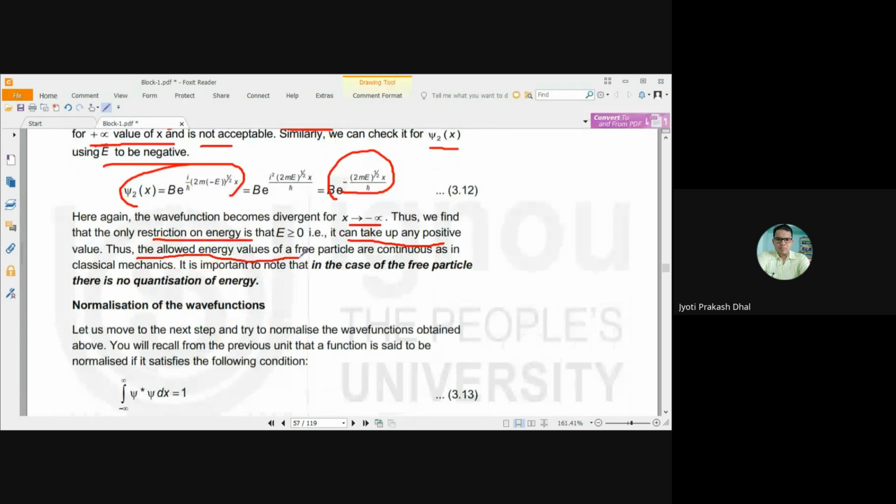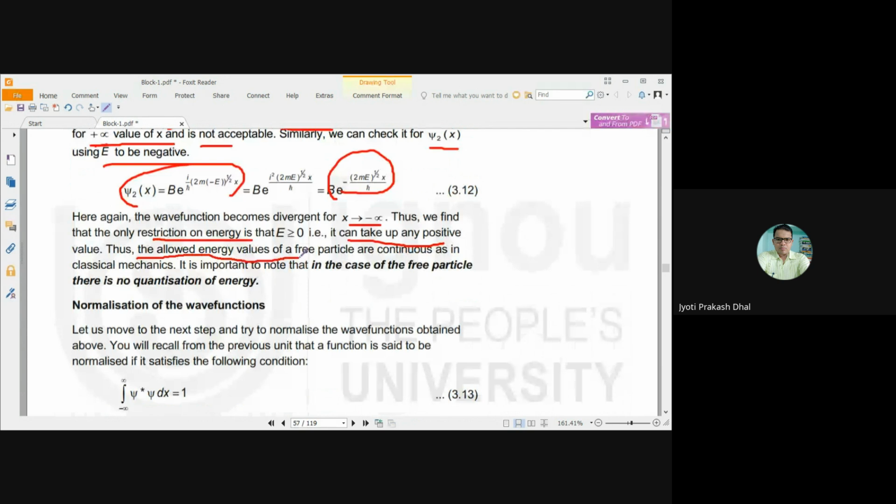Similarly, we can check the second wave function psi 2 x using E to be negative. If we use E to be negative, then the second wave function will become like this, and here again the wave function becomes divergent when x tends to minus infinity. Thus we find that the only restriction on energy is that E should be greater than or equal to 0. That means it can take up any positive value.